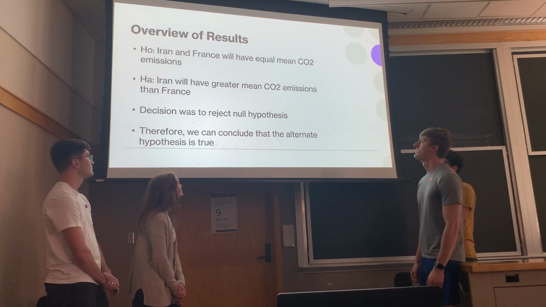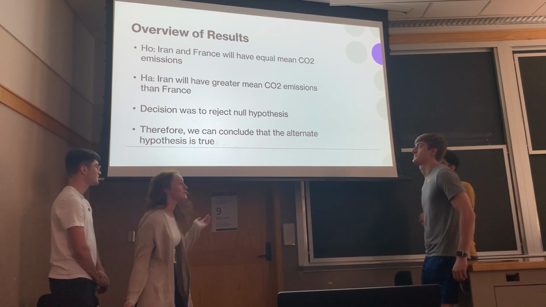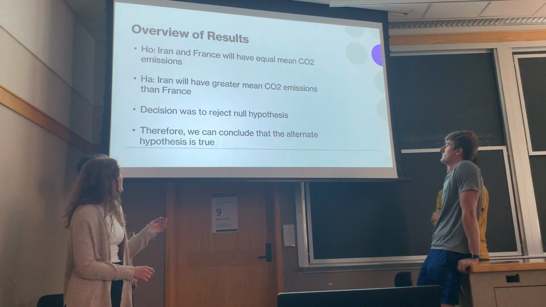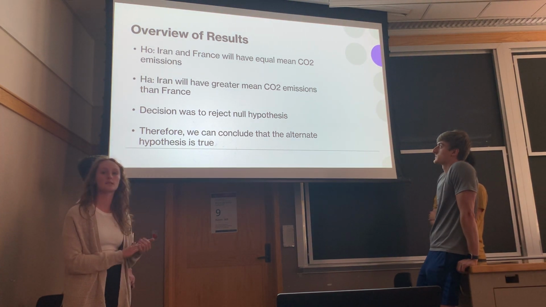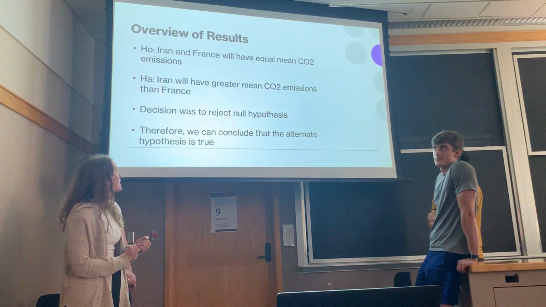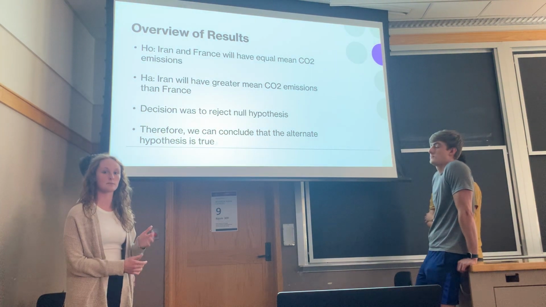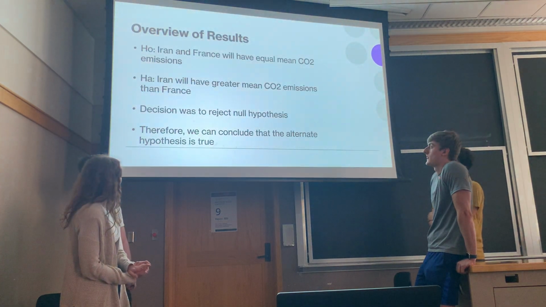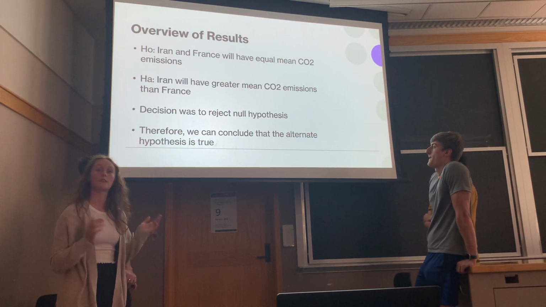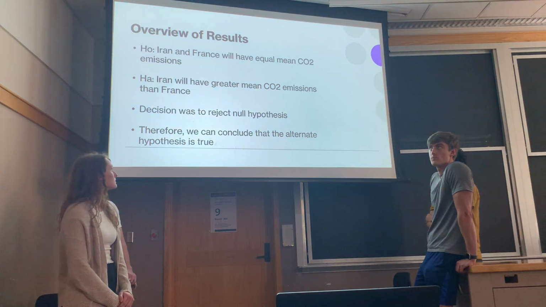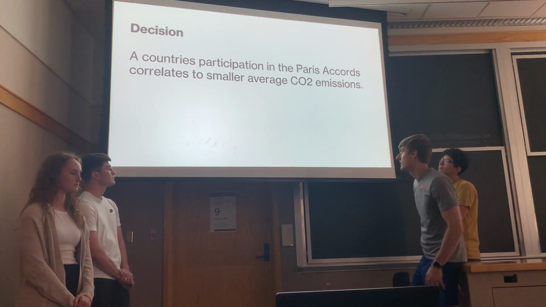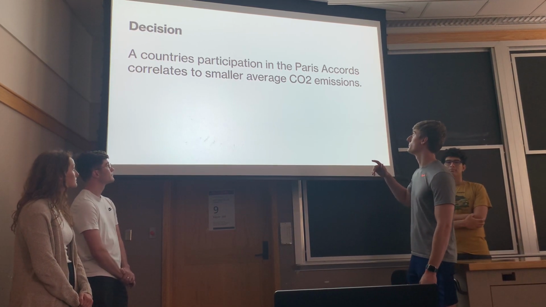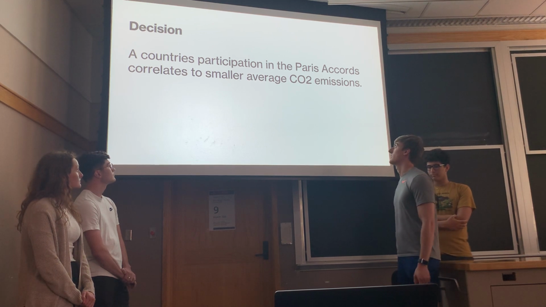Okay, on to an overview of our results. To restate the null hypothesis and alternate hypothesis, we said for the null that Iran and France will have equal mean carbon dioxide emissions. And this null hypothesis was rejected because, as previously stated, our T value was greater than the T alpha value. Overall, this means that we can conclude that the alternate hypothesis is true. And then our decision: the country's participation in the Paris Accords correlates to a smaller average CO2 emissions.